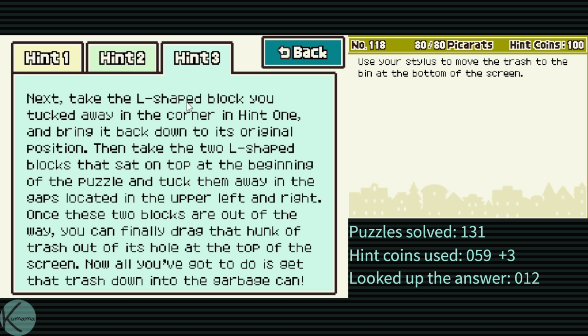Next, take the L-shaped block you tucked away in the corner in hint 1 and bring it back down to its original position. Then take the 2 L-shaped blocks that sat on top at the beginning of the puzzle and tuck them away in the gaps located in the upper left and right. Once these 2 blocks are out of the way, you can finally drag that hunk of trash out of its hole at the top of the screen. Now all you've got to do is get that trash down into the garbage can.